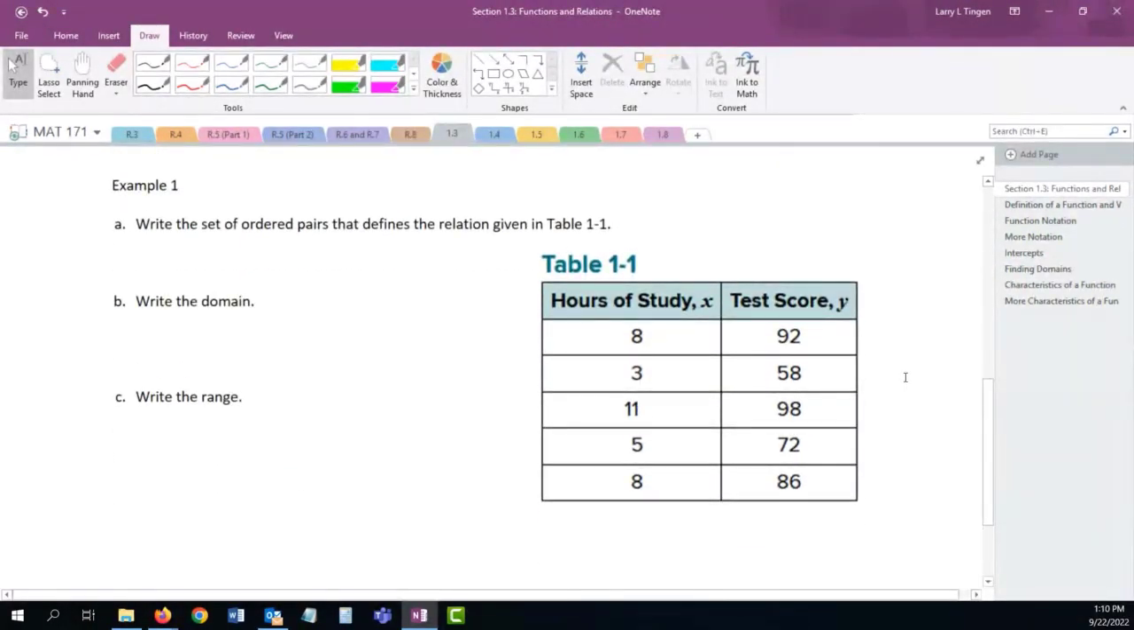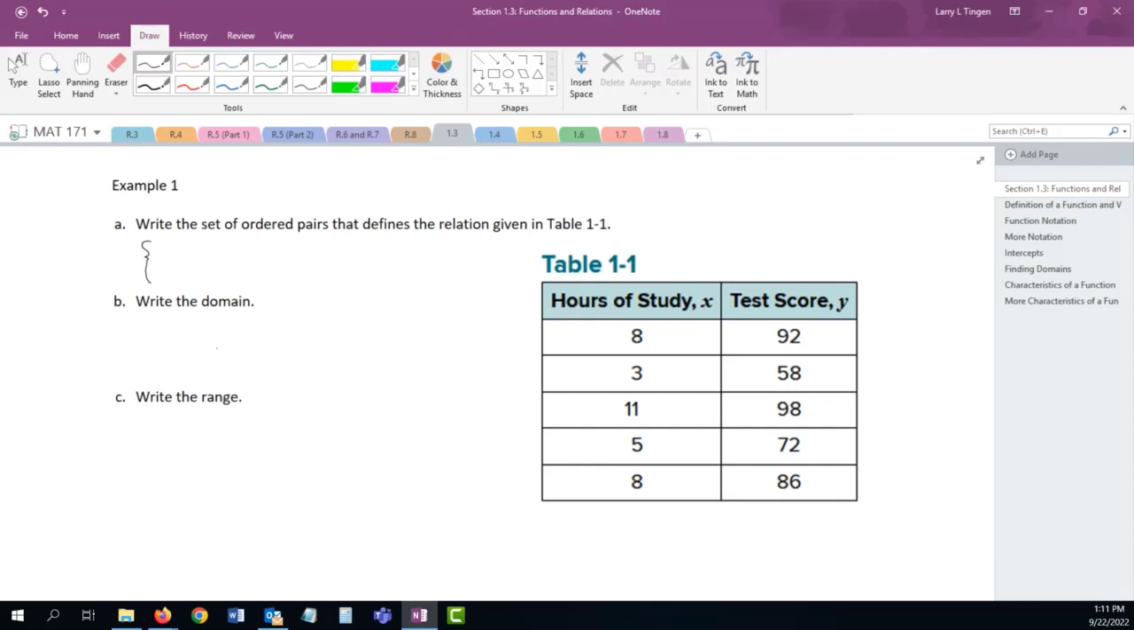here's an example of a relation. And we're asked to write the set of ordered pairs that defines the relation given in this table. All right, so I'm asking you to give me a set. I can list these things. We run into 2 types of sets. We run into sets in interval notation where I'm talking about all the numbers between 2 values. And then you've seen the sets where they're not infinite, they're listable. They're things you can write down in a reasonable amount of time.